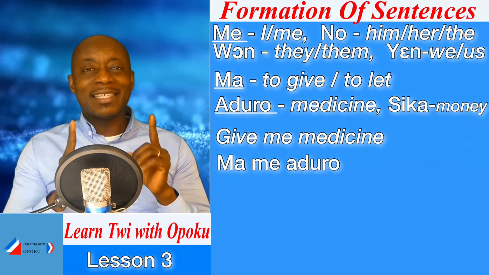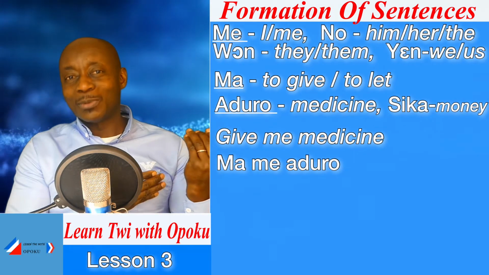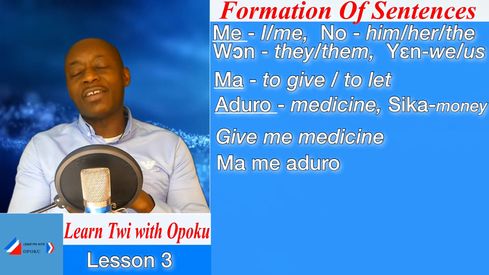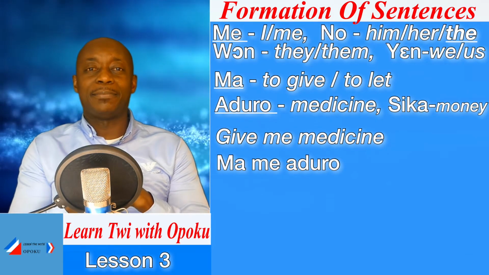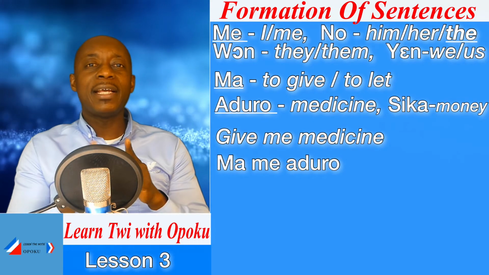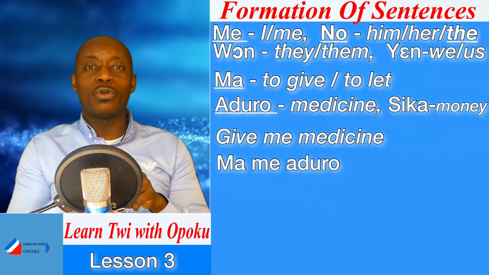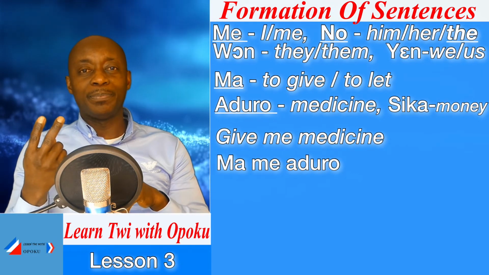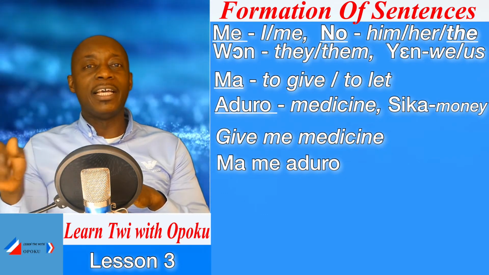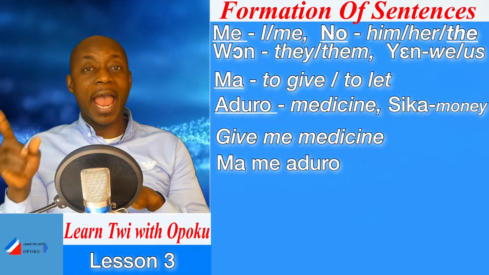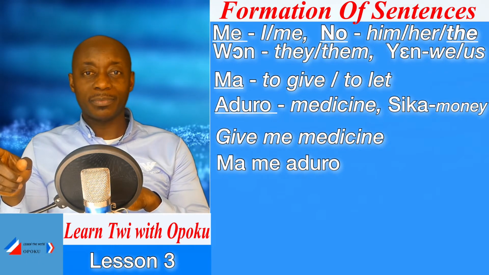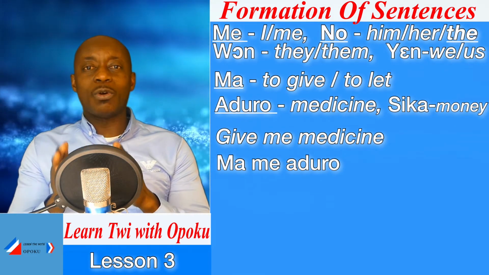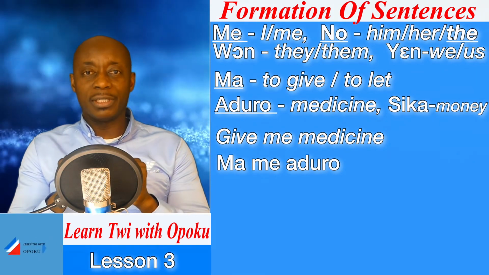Good. This is the example that we gave in lesson 2. In this lesson 3, we're going to introduce the definite article. In Twi, the is what? No. So we have 2 uses for no. No stands for him, her, and then the. So we know no is what? The. And we are going to introduce it.